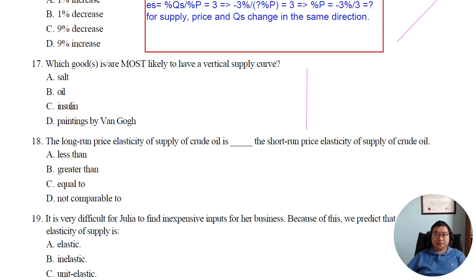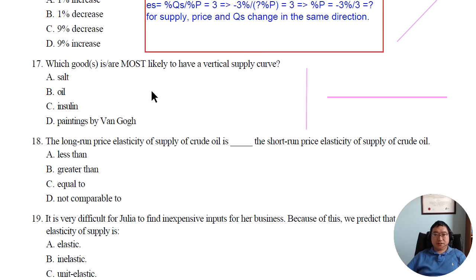When it's flat, perfectly elastic supply looks like this, and it can also be a perfectly elastic demand, but theoretically it's the flat one. The one that is horizontal has perfect elasticity. It doesn't matter whether it's supply or demand, as long as it's flat, horizontal, it's perfectly elastic. As long as it's vertical, it's perfectly inelastic.